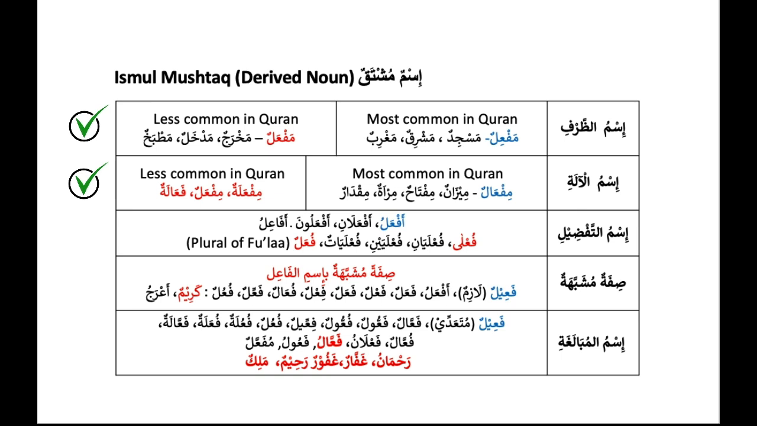One will have maf'ilun, mim with fatah. Ismul Zarf will start with ma, and Ismul Ala will start with mi. Maf'ilun, mif'alun. It will be very useful if you can remember this. Ismul Zarf, maf'ilun starts with ma, and Ismul Ala, mif'alun, starts with mi.